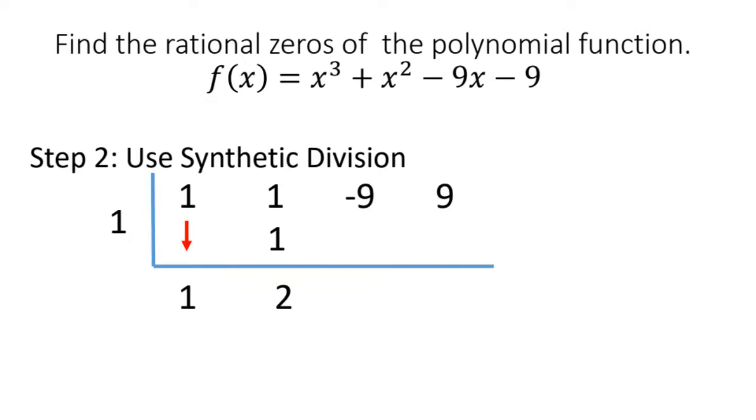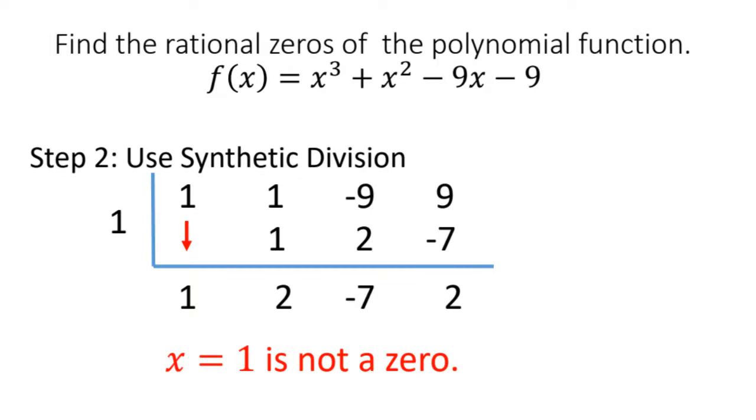We bring down the 1. We multiply 1 times 1. It's going to give us 1. 1 plus 1 is 2, and we do it again. 1 times 2 is 2. -9 plus 2 is a -7. That's supposed to be a -9. So again, this value is incorrect. It should be -16. But again, since we got a remainder, 1 is not a true zero.